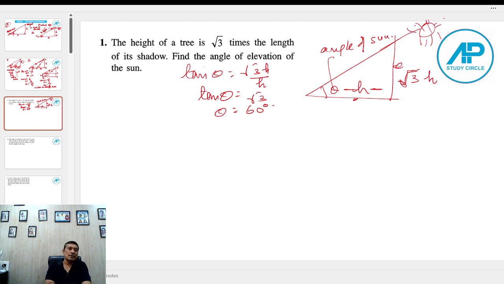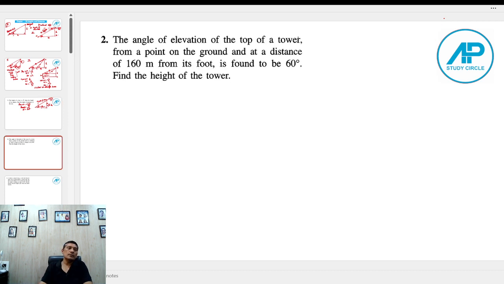Alright, this angle gives us the value of the angle of elevation of the sun, because that is how the sun is making the shadows on the ground. Angle of elevation of the top of a tower from a point on the ground at a distance of 160 meters from the foot is found to be 60 degrees. Find the height of the tower.